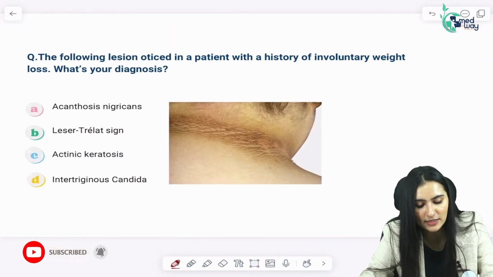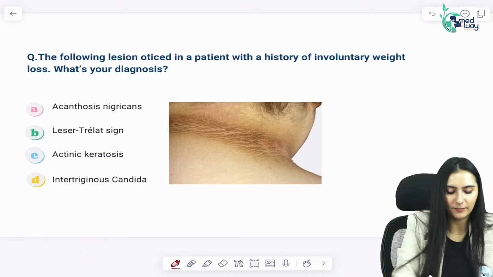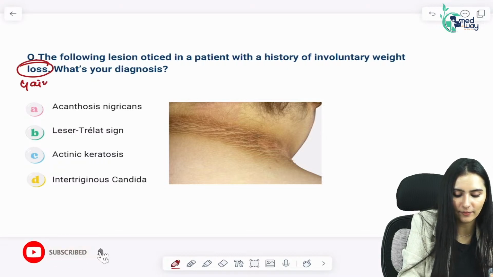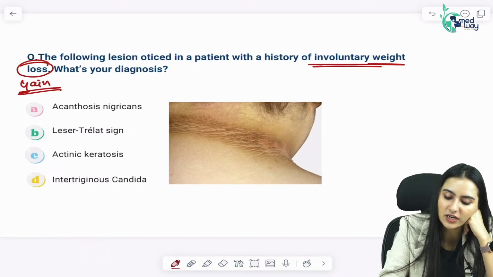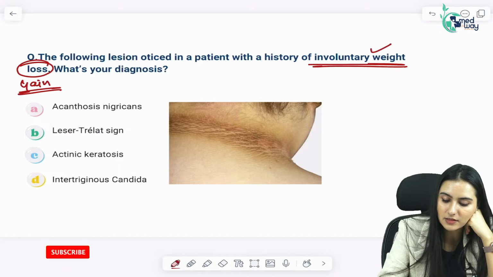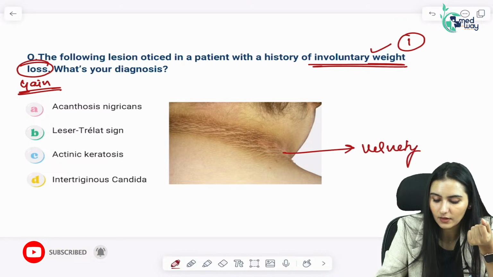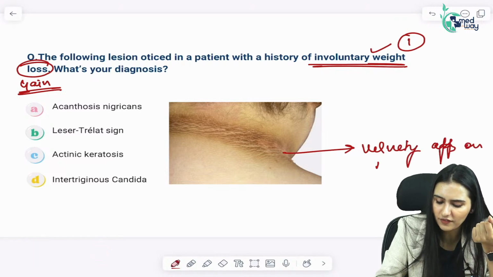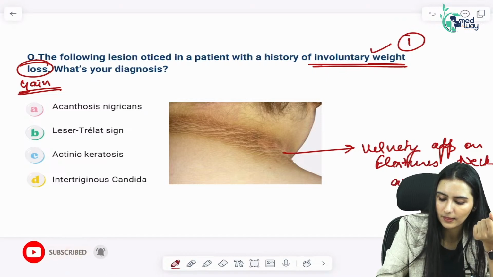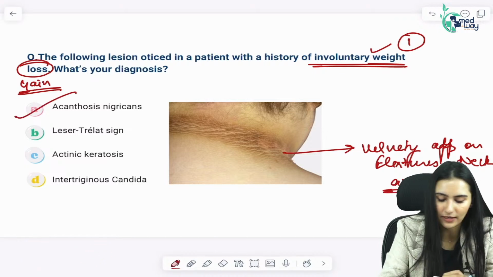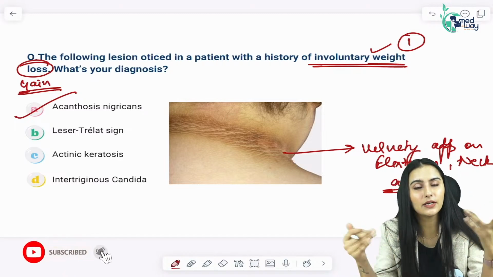The following lesion is noticed in a patient with a history of involuntary weight loss. So actually this should be weight gain. Okay, this is a mistake over here. This is weight gain. What is your diagnosis? The following lesion is noticed in a patient with a history of involuntary weight gain. So there is weight gain. That is the first thing. Secondly, there is this velvety appearance on flexures, neck. It could be the axilla. Okay. What is this? This is acanthosis nigricans. Okay. Simple, acanthosis nigricans. Just look at it, answer it and move on.